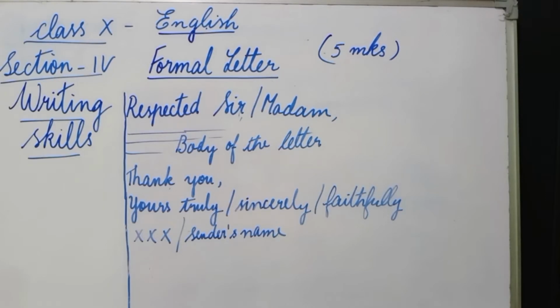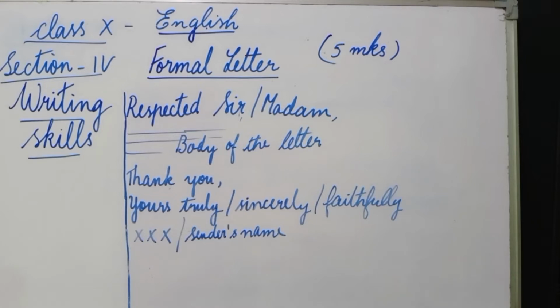Then after writing the body of the letter, in the next line you can write thank you. Thank you. T alone is in capital. U, Y will not come in capital. Then place a comma. And the next line, yours truly or sincerely or faithfully. Any one can be used over there. Yours, again, Y alone will be in capital letter. There is no apostrophe S for yours. And then you can place a comma. Then if the center's name is given in the question paper, you can write the center's name and the designation, or else you can just mention XXX over there.